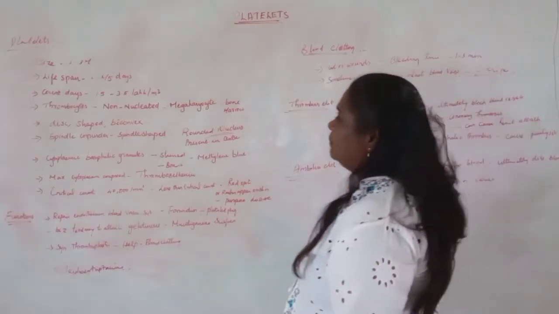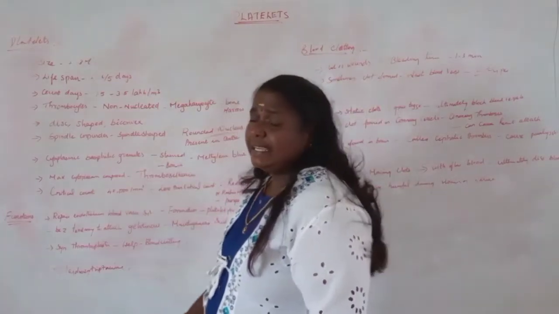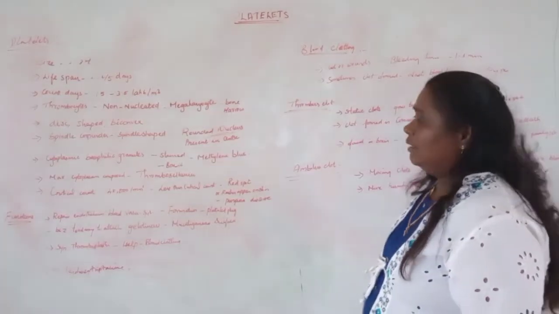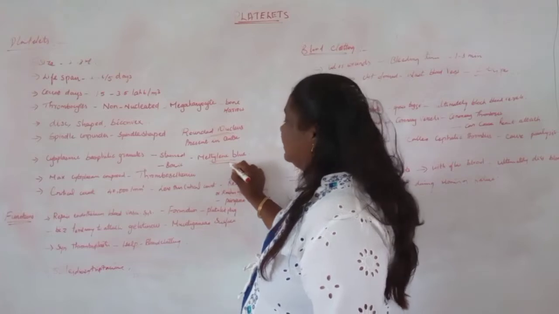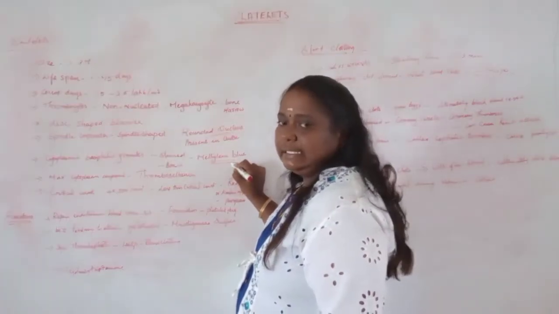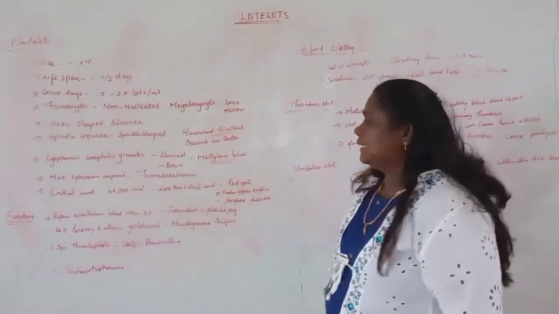Next is the cytoplasmic basophilic granules. In stain, the platelets are basic in nature, not at all acidic. So it is considered methylene blue, as you learned with one type of WBC, the basophil. So okay, that is methylene blue.